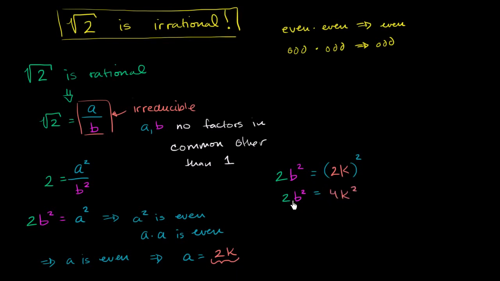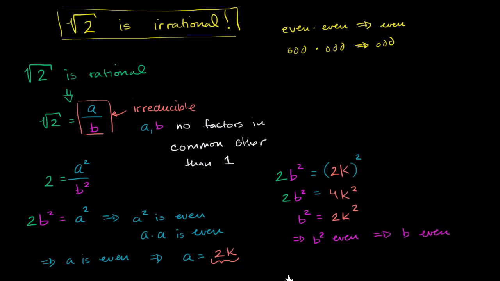And then you divide both sides by 2, you get b squared is equal to 2k squared, is equal to 2 times k squared. And this tells us that k squared is going to be an integer. You take any integer times 2, you're going to get an even value. So this tells us that b squared is even. Well, if b squared is even, by the same logic we just used, that tells us that b is even.